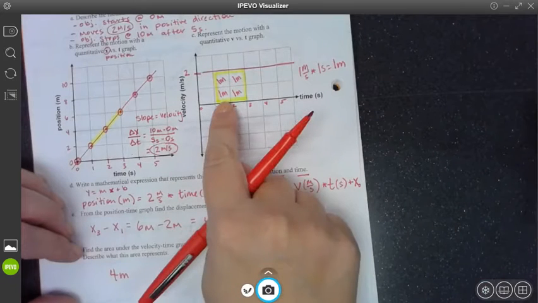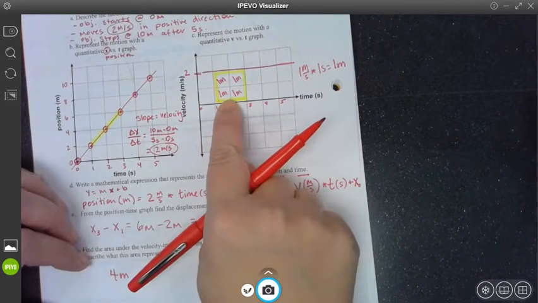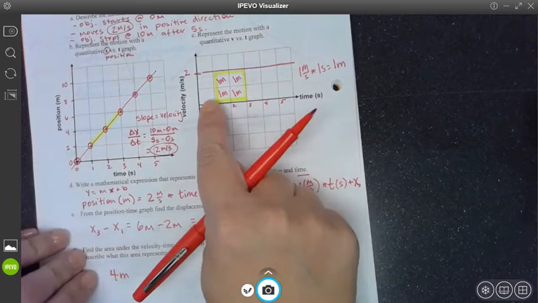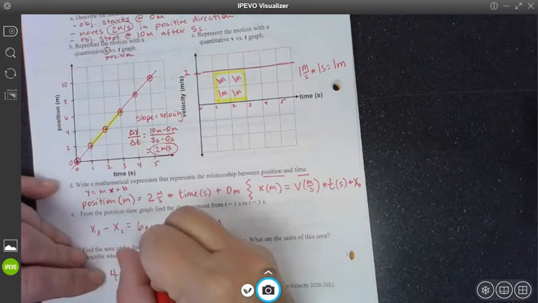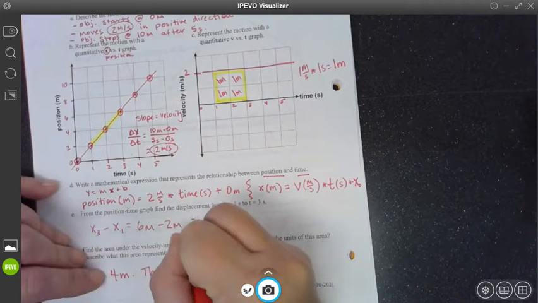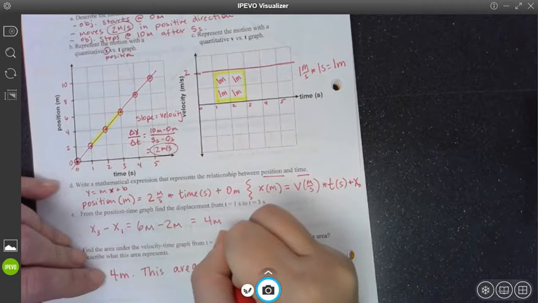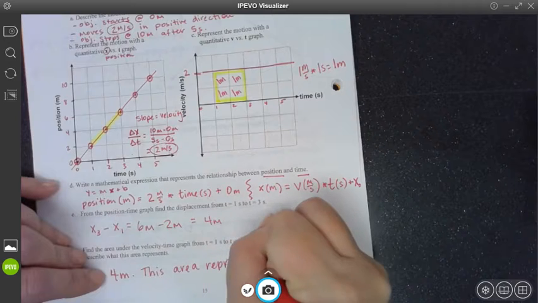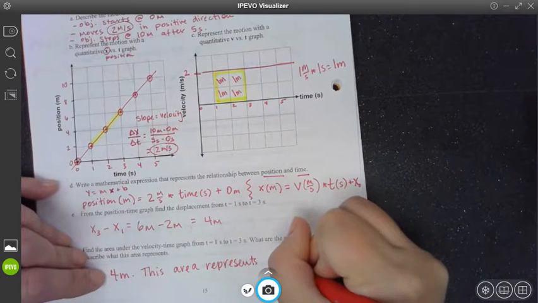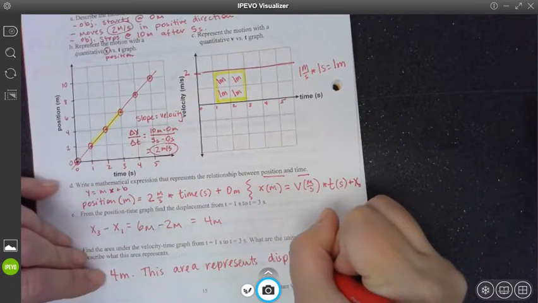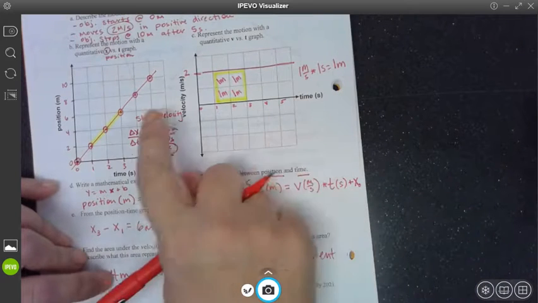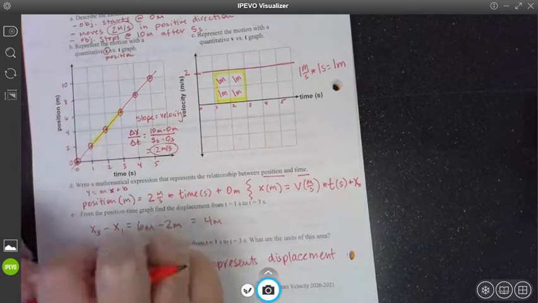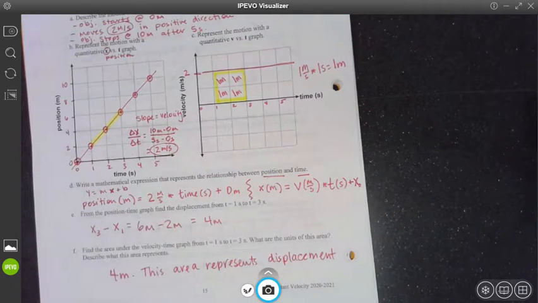That area under that curve represents the displacement of the object in that range of time. Right, this area represents displacement. So we could go from the velocity versus time graph to the position versus time graph if we needed to. All right, what questions do you guys have about problem number 1? Any questions?